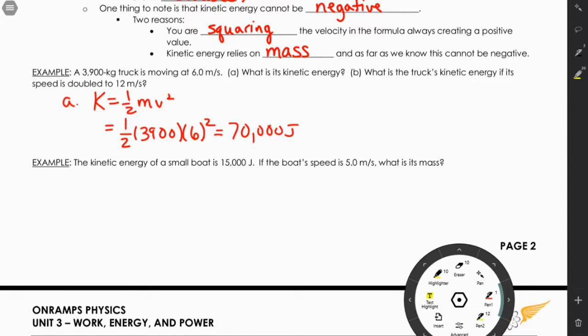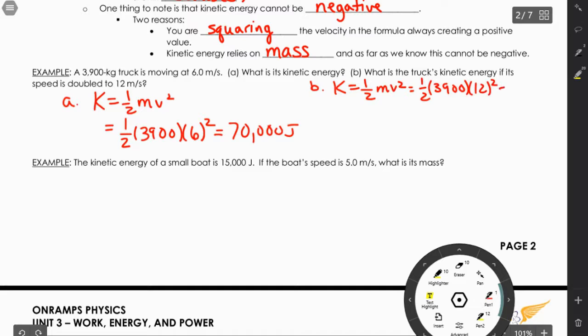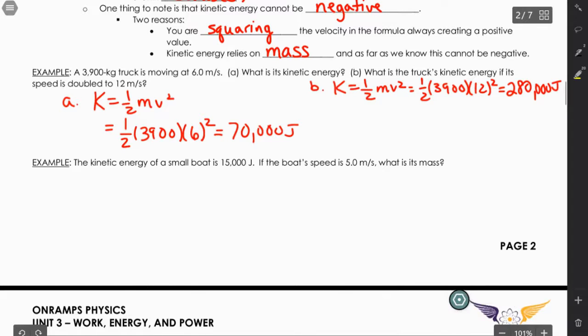Now, part B, you have a couple ways that you can go about this, right? They do give you the speed, so you can do a straight calculation. So you just do 1/2 times 3,900 times 12 squared, right? And so then you would get an energy of 280,000 joules. But there is another way that you can do this, because this is where it runs into things like conceptual-based questions, or for the OnRamps course in learning catalytics, where they'll talk about these relationships, right? So it talks about the speed is doubled, right?